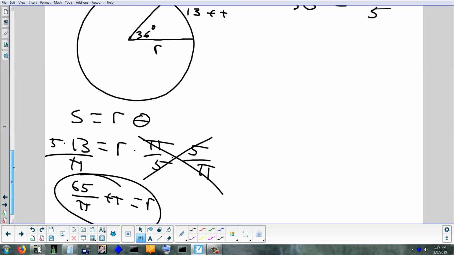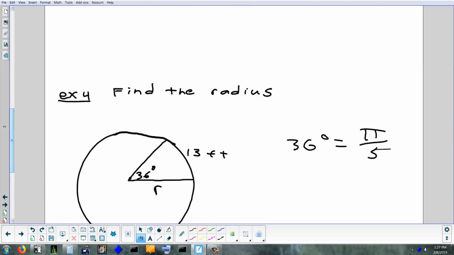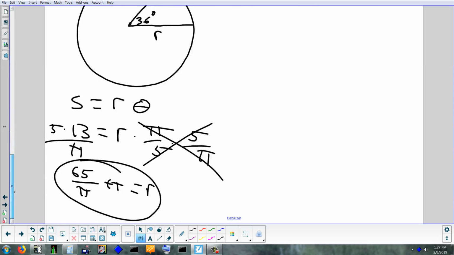And it's okay to leave it in the fraction over pi. Yes, unless the direction specifically said find the radius and round your answer to 2 decimal places. That's the only time you'd have to round it. Any question on how to type that in on a calculator? If they asked to round, it would just be 65 divided by the pi.